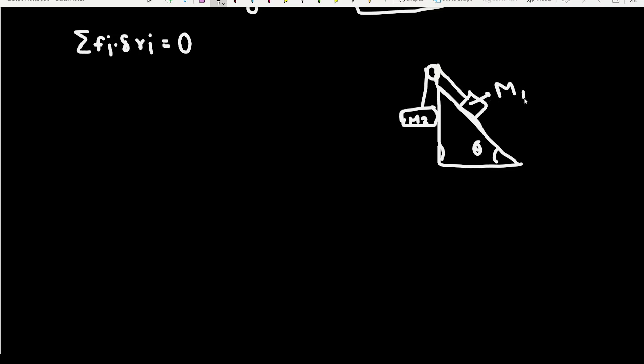This is a very good example. You have to prove that the system is in equilibrium if sine theta is equal to m2 divided by m1.